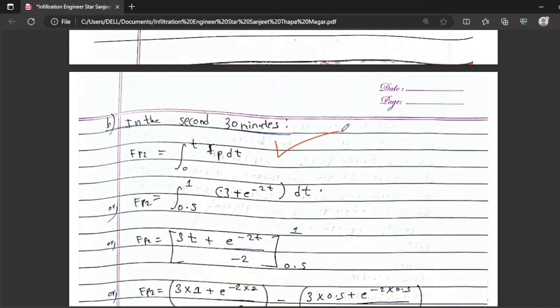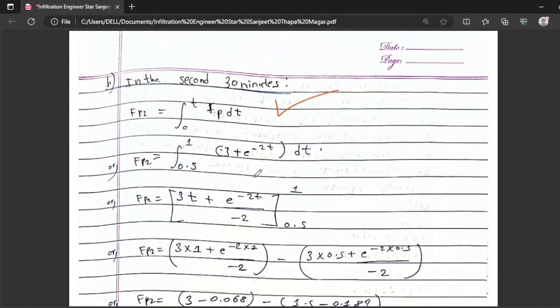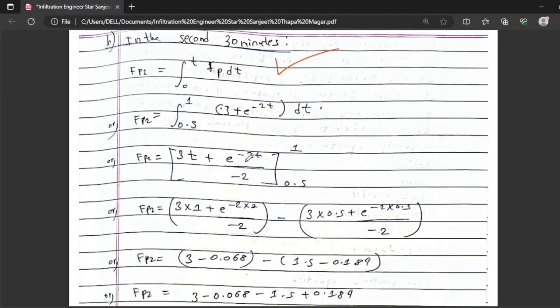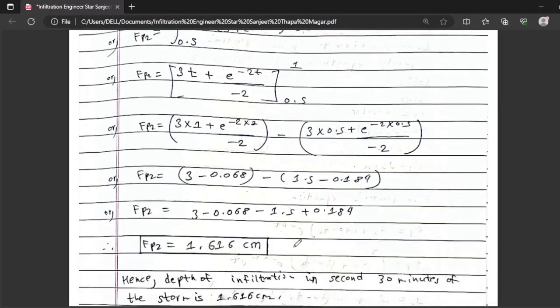For the second 30 minutes, this is the basic equation, from t1 to t2. T1 is 0.5 and t2 is 60 minutes, that is 1 hour, and 3 plus e power minus 2t dt. Integration of 3 is 3t, and integration of e power minus 2t is e power minus 2t by minus 2, and the limit is from 0.5 to 1. Taking the upper limit t is equal to 1, and taking the lower limit t is 0.5. So Fp2 is 1.616 centimeter, and the depth of infiltration in the second 30 minutes of the storm is 1.616 centimeter.